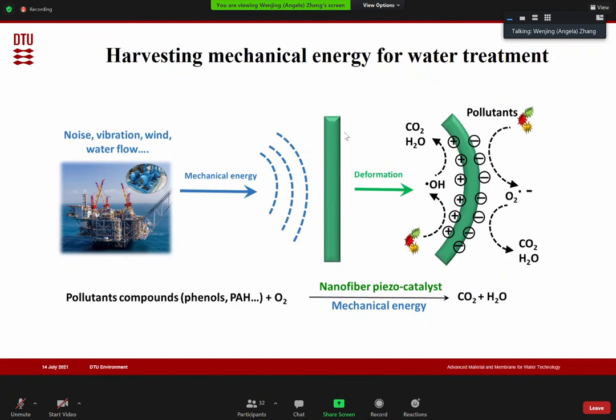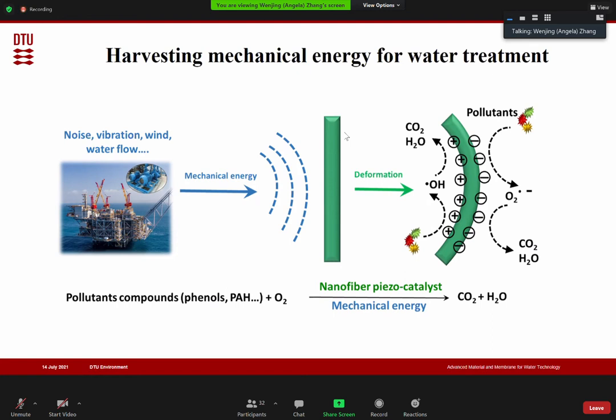So actually this project idea originated from one of the projects with the oil center at DTU. For instance, if we go on the platform of the oil plate, we will hear a lot of noise, feel the vibration, even the wind and the water flow in the sea. And this indicates massive mechanical energy.